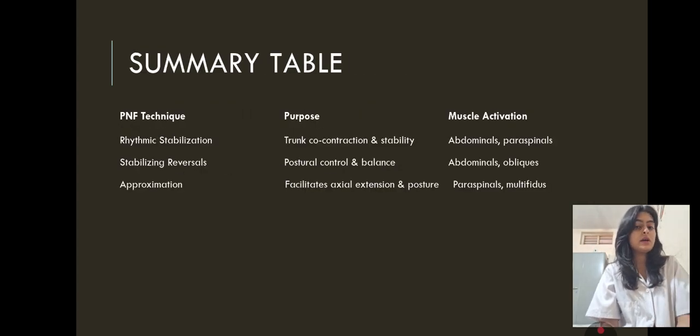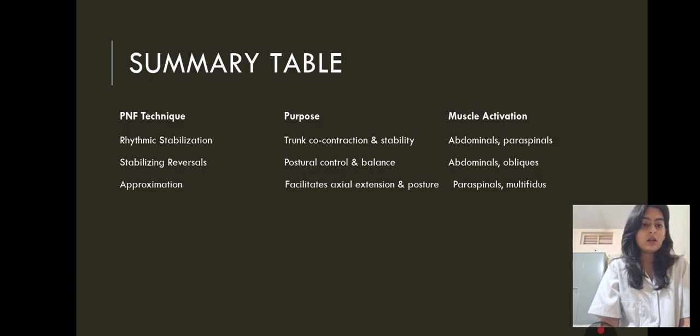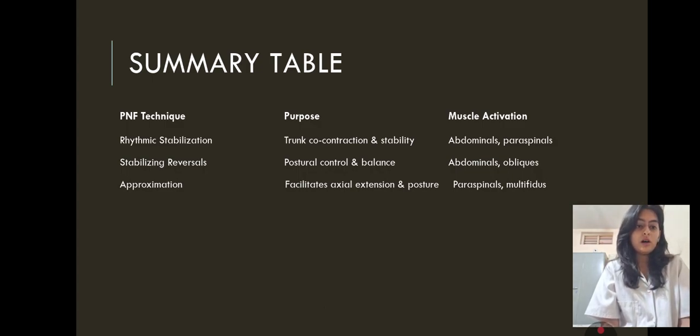Now, a summary table. PNF technique: rhythmic stabilization. The purpose is trunk co-contraction and stability, and the muscles activated are the abdominals and paraspinals. Stabilizing reversal: the purpose is postural control and balance, activating the abdominals and obliques. Approximation technique: the purpose is to facilitate axial extension and posture, and the muscles activated are the paraspinals and multifidus.